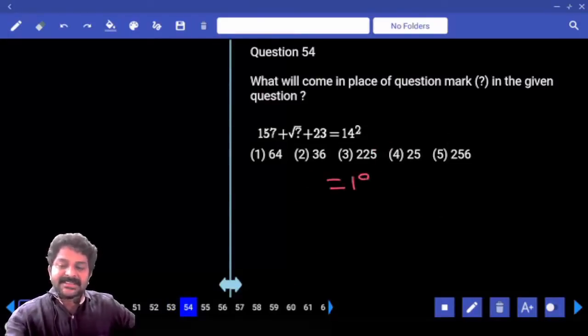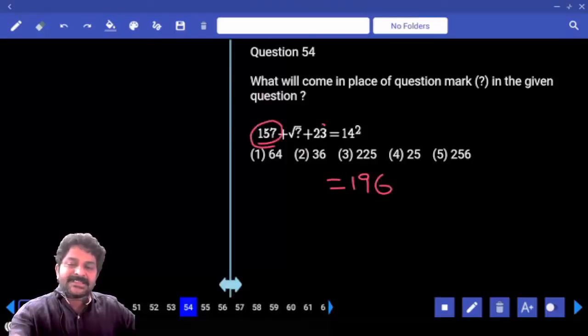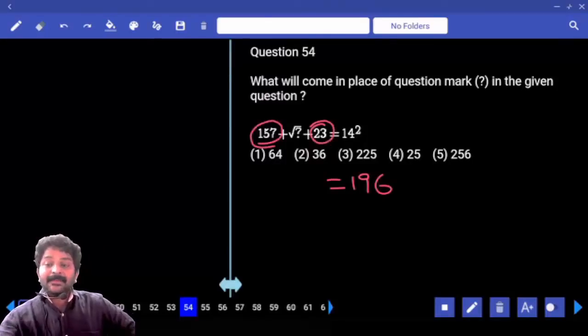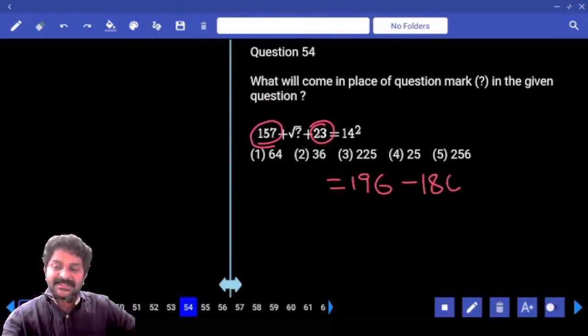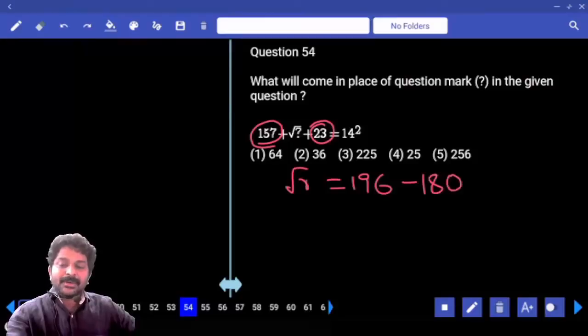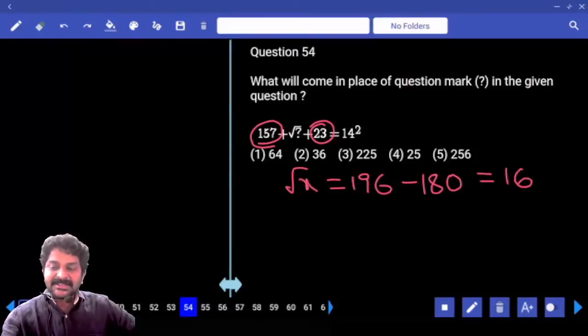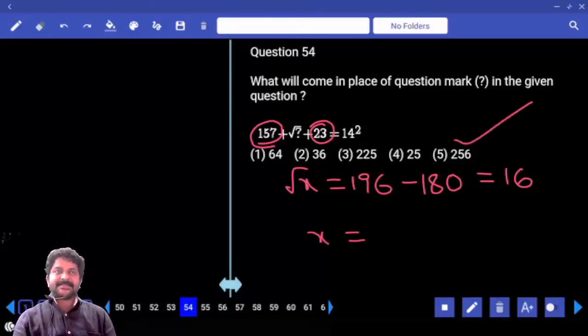14 square, 196. 157 plus 23, that is 180. 180 goes to the other side, that is minus 180. Root x value is equal to 16. Then x is equal to 16 square, 256.